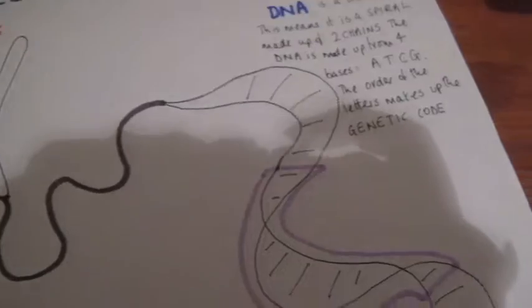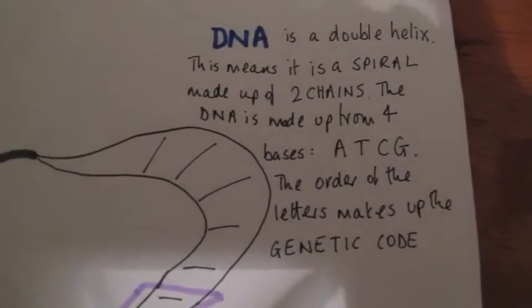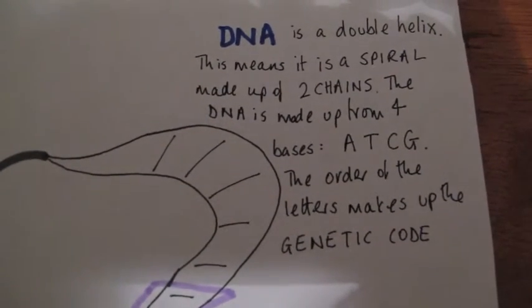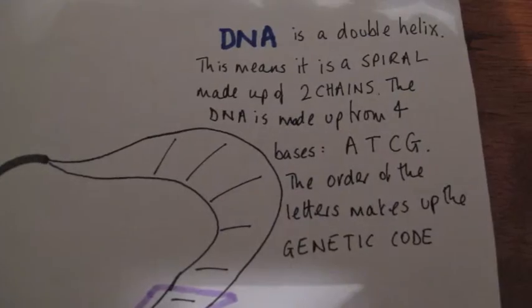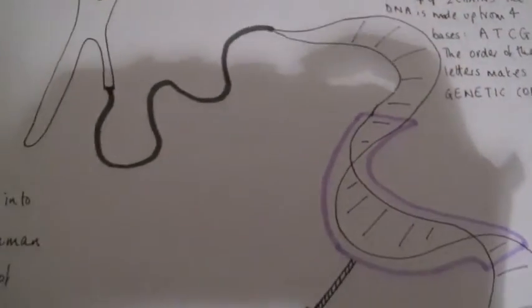The chromosomes are made up of DNA. DNA is a double helix, which means it's a spiral made up of 2 chains. The DNA is made up of 4 bases, A, T, C, and G. The order of the letters makes up the genetic code.